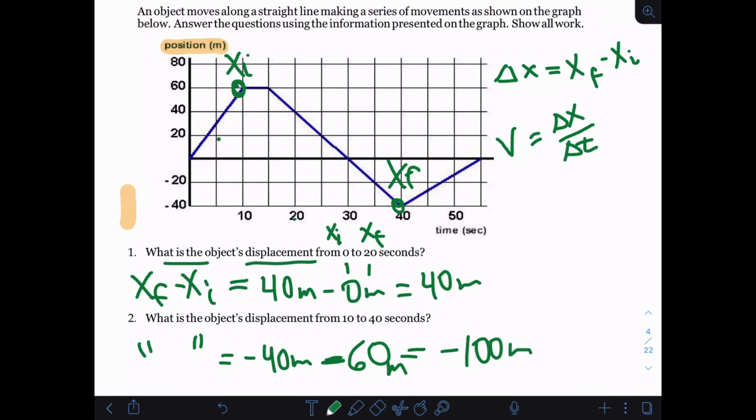Now that's going to seem strange, but remember, this is saying how far is the object located finally from where it started. So we've had a shift of 100 meters in the negative direction, or to the left, from where we started. And that's what that's saying. So every displacement is always relative to your starting point. So relative to 60, if we're negative 40, we've moved 100 negative to get to that value.